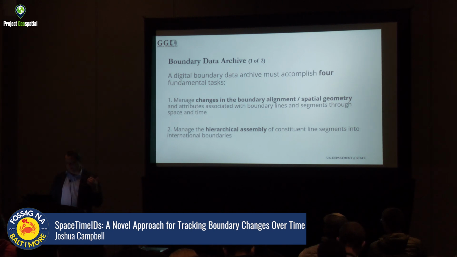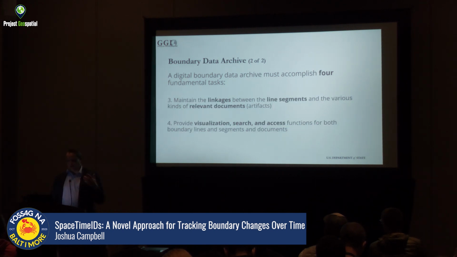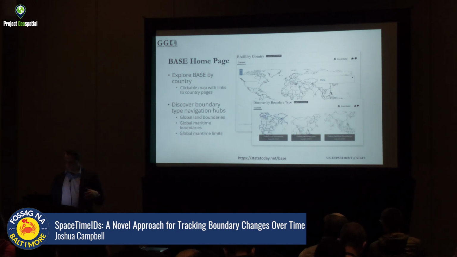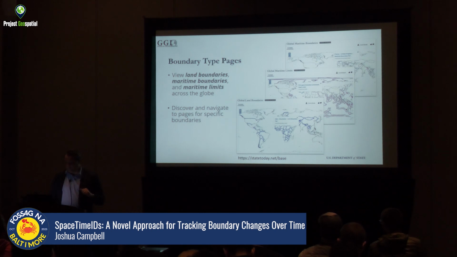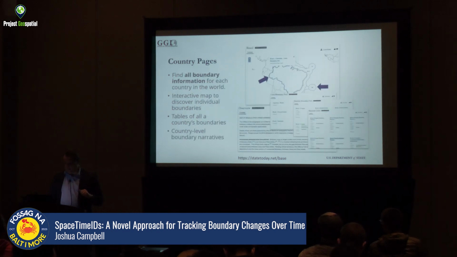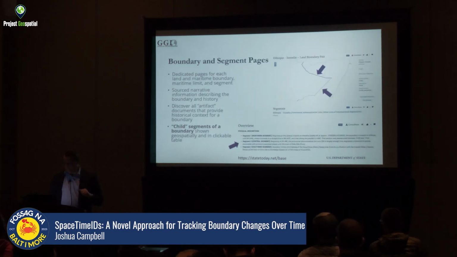So I think I've kind of covered these already. If you're going to build a boundary archive, if you're going to build a base, what do you got to do? You got to manage changes in boundary alignment. You got to manage the fact that they're segments. You've got to manage the linkages, and you've got to provide the tooling, the web tooling, to make it easy to interact with and search and find the things you're looking for. You've already seen some of this, so we'll move through this quickly.